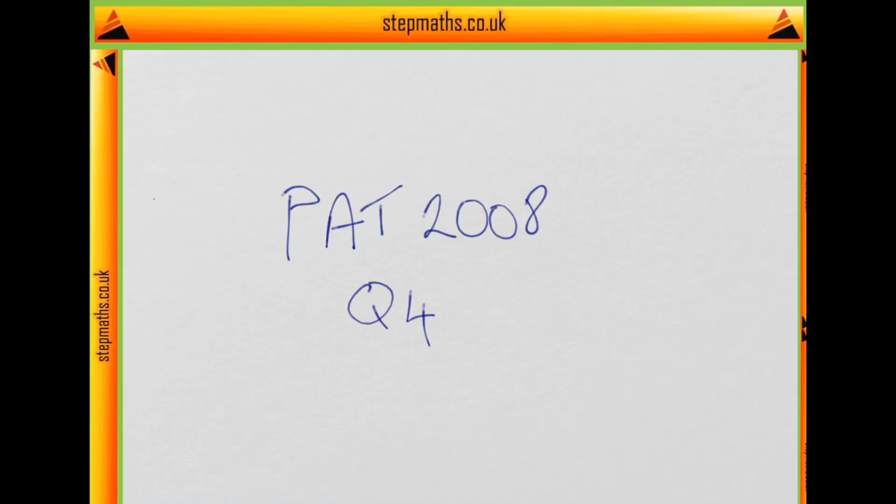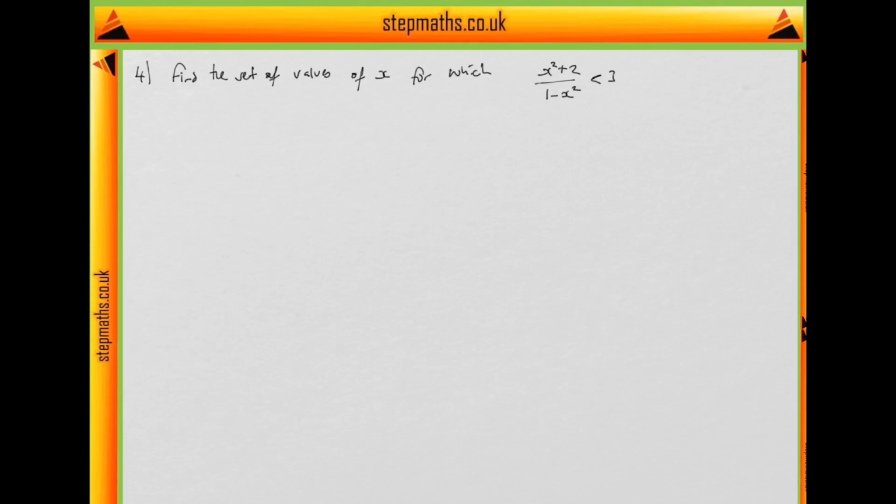Hi, today we're going to go through the PAT paper from 2008, looking at question 4. Okay, so in question 4, we're asked to find the set of values of x for which (x squared + 2) over (1 minus x squared) is strictly less than 3.